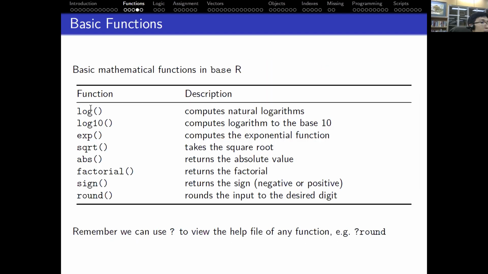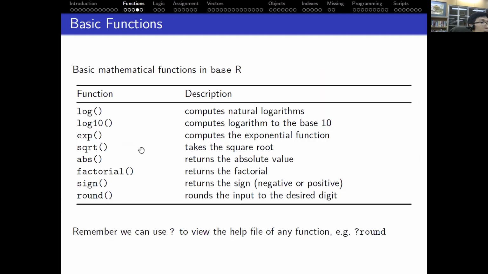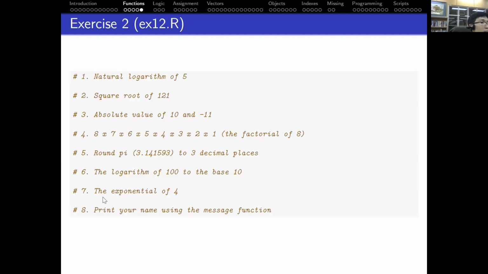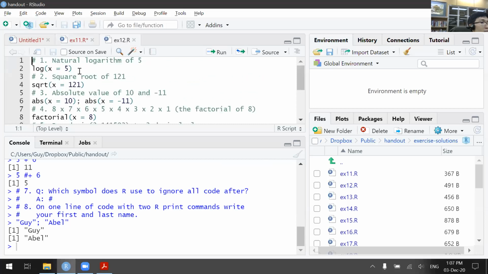And then just some basic mathematical functions that are in the base package of R, to get some practice on how to use them. This was the next exercise, right? Using these functions in this table, having a look at the help file each time, seeing what the inputs and argument names are, and then running them. We flick back to RStudio and open the second exercise here.